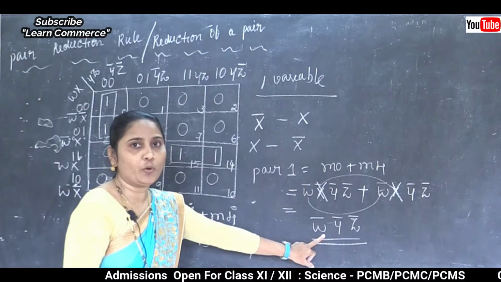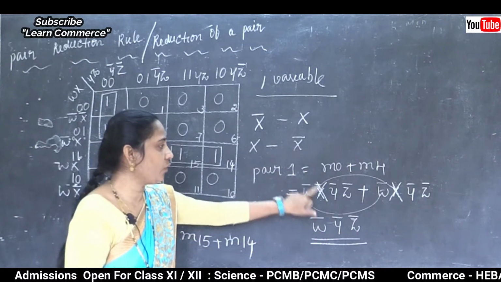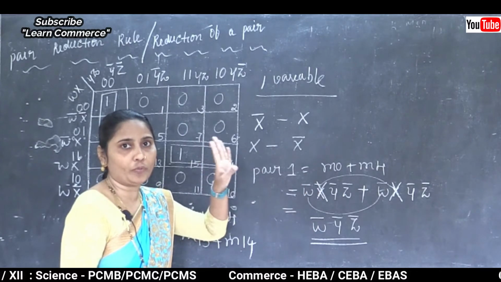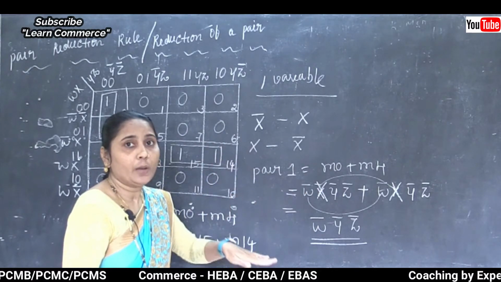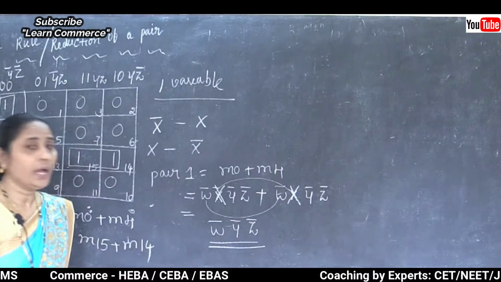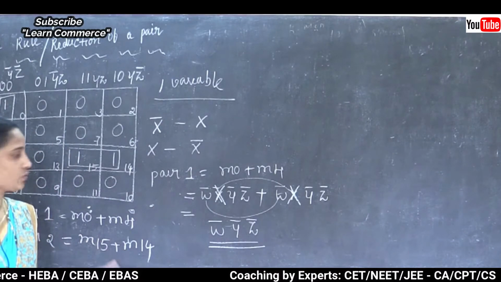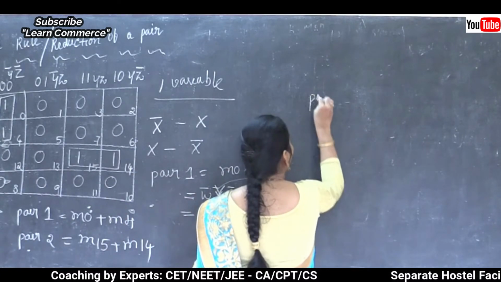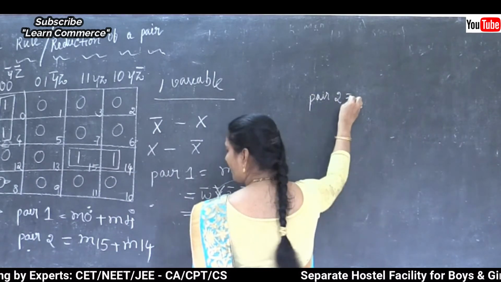So a pair removes one variable only. First of all, while solving the problem, how many variables are there? Totally 4 variables, but the final result has 3 variables only. Is this clear? This is our pair 1 result.